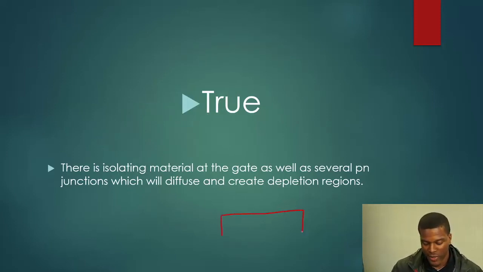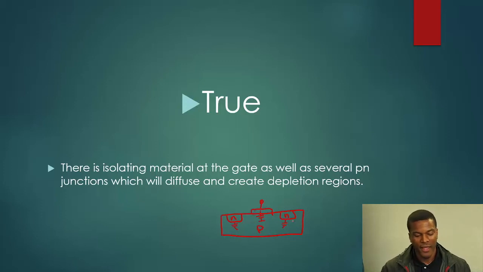If we think about how this is made, it has an electrode here. If it's an NMOS, that's P, that's N, that's N. So again, this part forms a capacitor because this is a dielectric and then electrode. This is an NP junction, so that forms a capacitance. That forms another capacitance. So in this case, there is isolating material at the gate as well as several PN junctions that will diffuse and create depletion regions that form these forms of parasitic capacitance. And if you ever become a circuit designer, you'll have to deal a lot with parasitic capacitance.